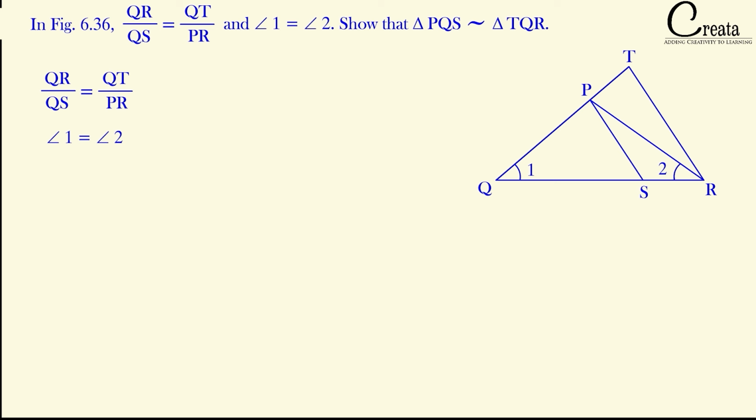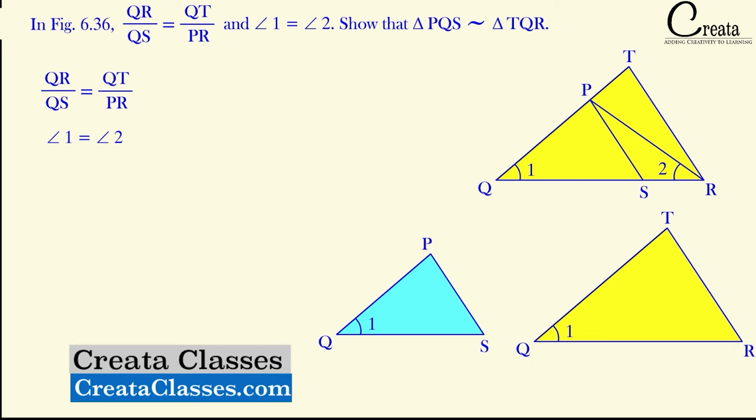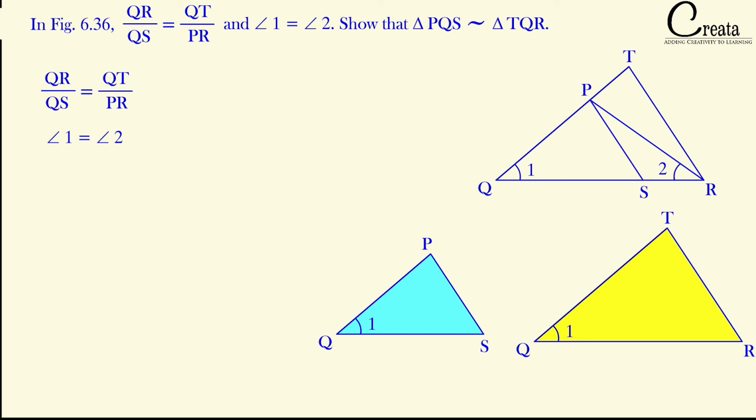So let's see how we can approach this question. Firstly, let's identify the triangles which we have to prove as similar to each other. This is triangle PQS and this is triangle TQR. So how can we prove the two triangles as similar to each other? Either we can prove the three angles are equal, or we can prove the ratio of the corresponding sides are equal, or we can use the SAS similarity rule, that is, for a set of two corresponding sides the ratio is equal and the angle in between them is equal.